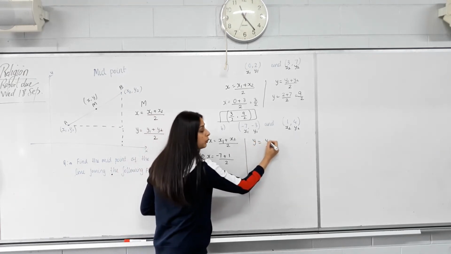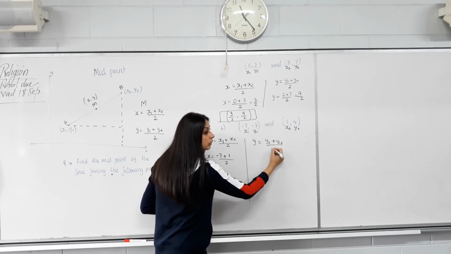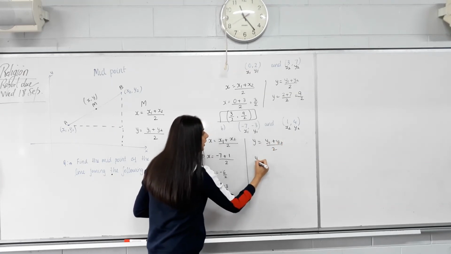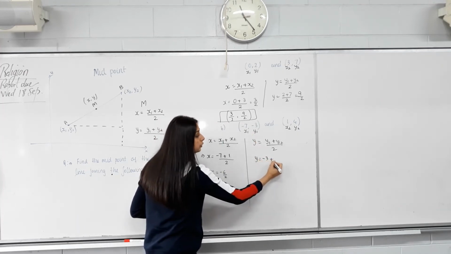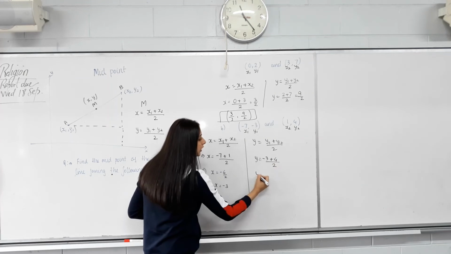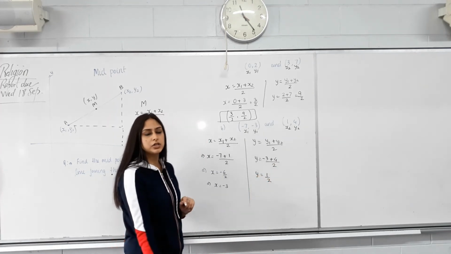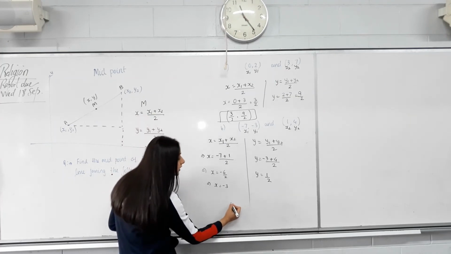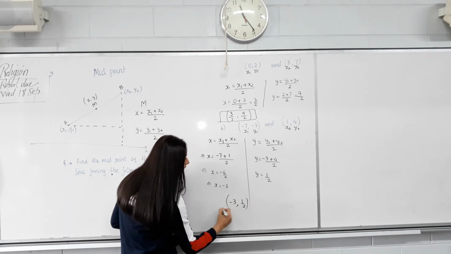y equals y1 plus y2 over 2. Put the numbers in. What's y1? Negative 3. What's y2? 4. What's 4 take away 3? Do I convert it to a decimal? No, it will get out of control if I do that. What's the answer? x is negative 3, y is a half.